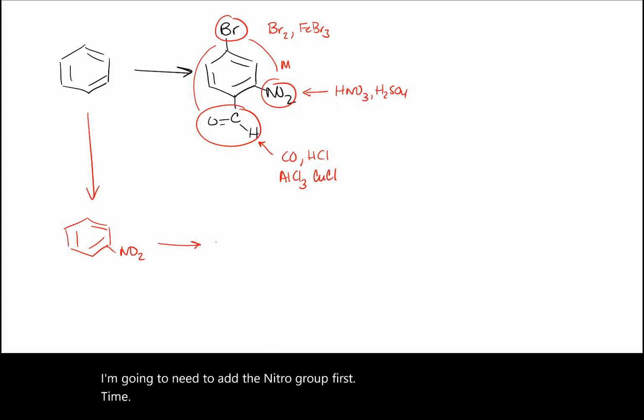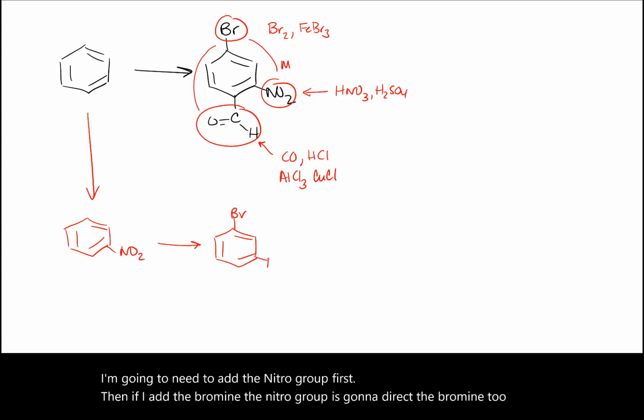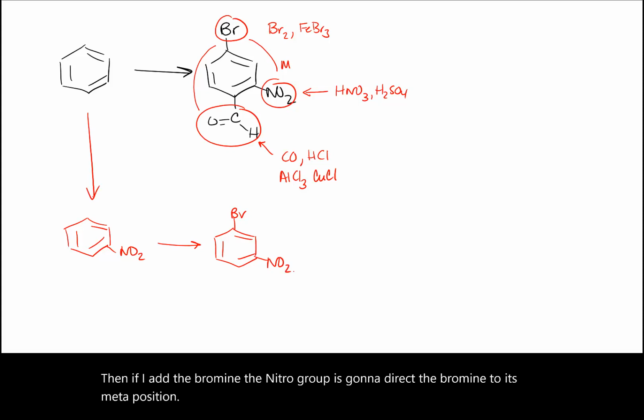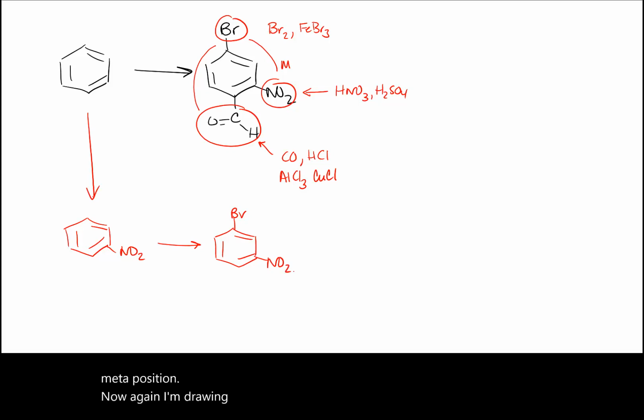Then, if I add the bromine, the nitro group is going to direct the bromine to its meta position. Now again, I'm drawing this structure because I want to put the groups in the proper position.